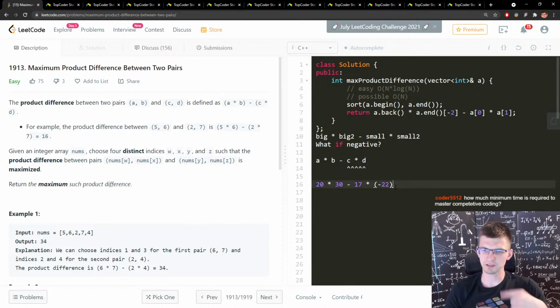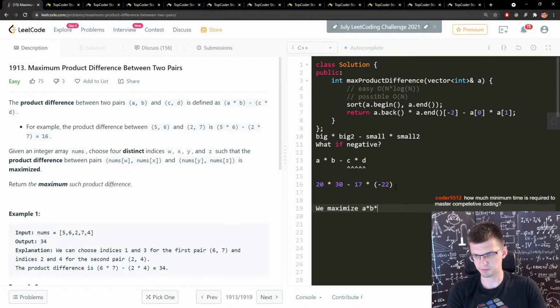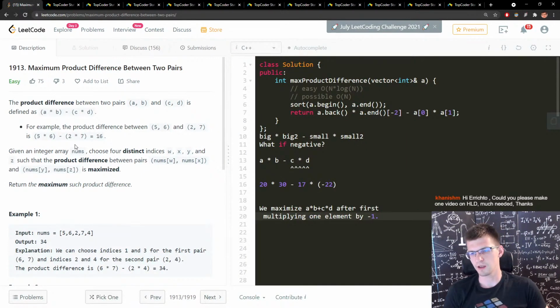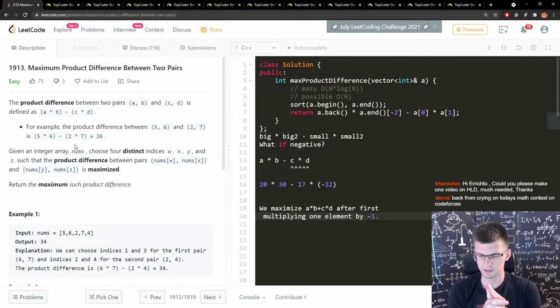So let's think about it differently. We maximize A times B plus C times D after first multiplying one element by minus 1. Right? We multiply C or D by minus 1. So we got to a new version of a problem. You're allowed, or actually you need to multiply one element by minus 1, and then you want to maximize this.